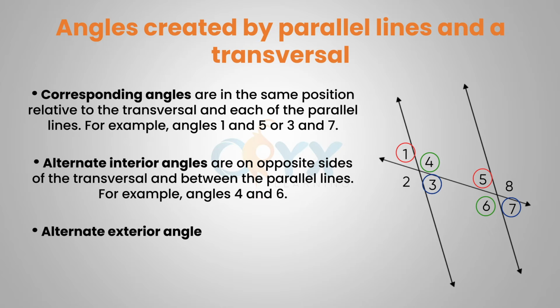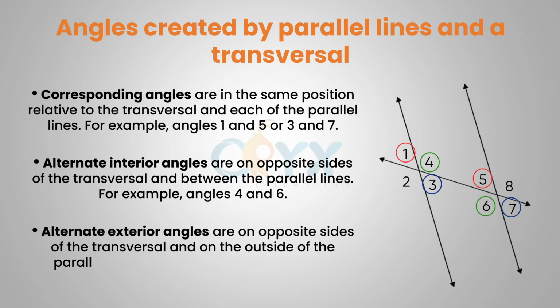Alternate exterior angles are on opposite sides of the transversal and on the outside of the parallel lines. As we can see in the diagram, angles 2 and 8 would be alternate exterior angles.